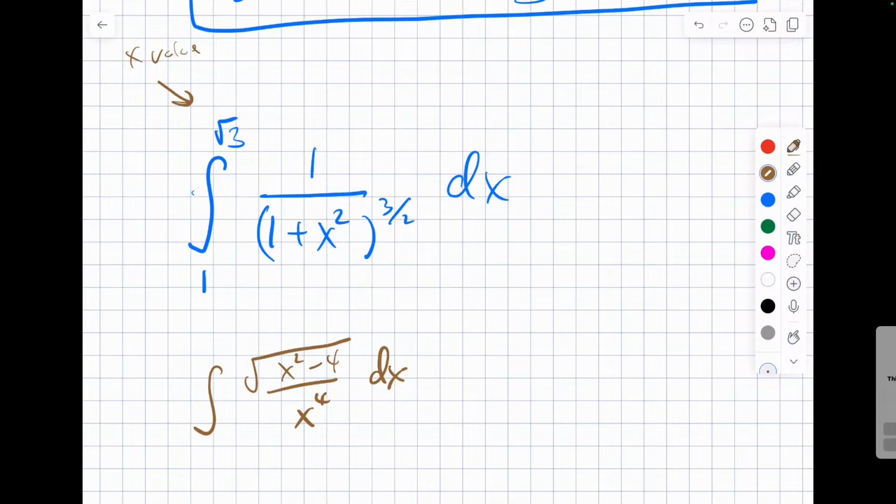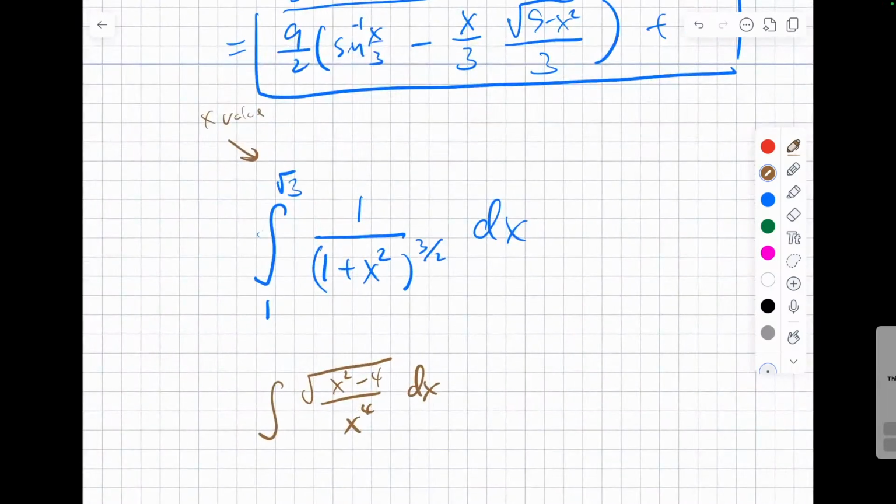What's the answer for the second one? 1/2 times square root 3 minus square root 2. That was for the first one. Yeah, that's the first one. The second one I didn't give you an answer. You figure it out.